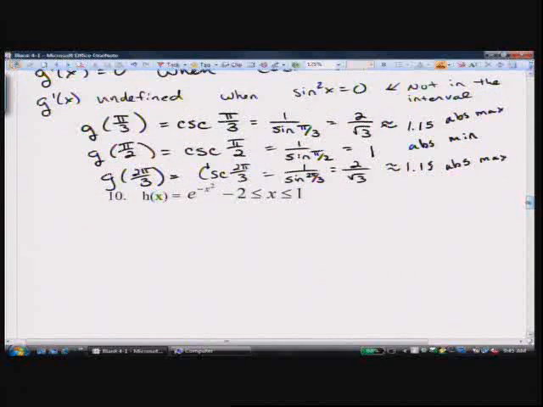Okay, let's look at number 10. h of x equals e to the negative x squared. h prime of x then is going to equal what?